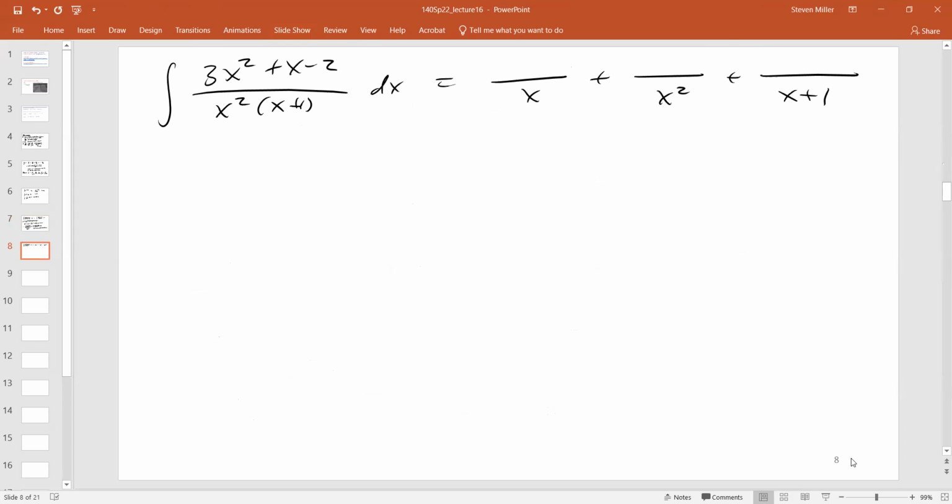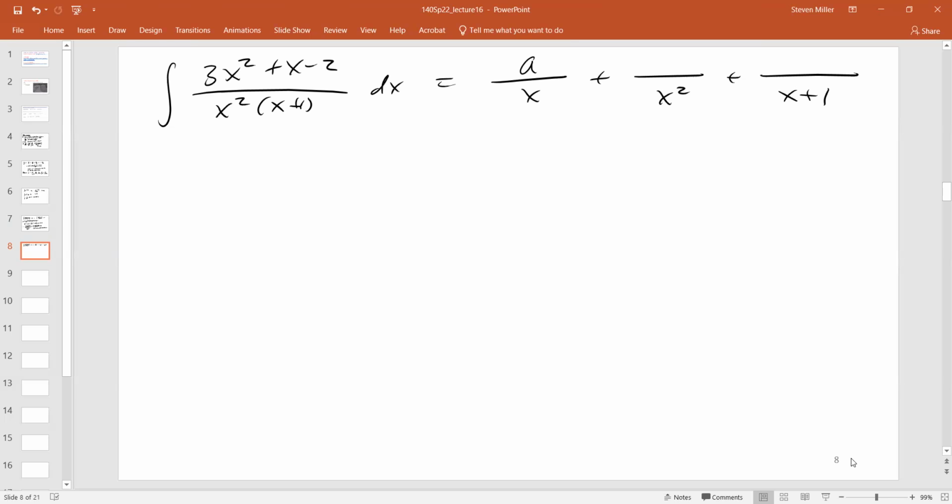And so what are the possibilities for the first factor over x? What degree polynomial will it be in the numerator? I think I heard the answer over here. 0, right? X has degree 1, that's the base polynomial. So the numerator is a polynomial of degree 0, so it's a constant. Let's just call it A.